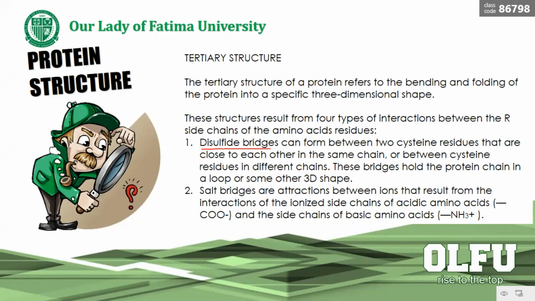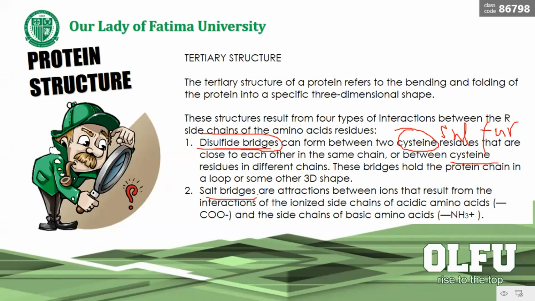The disulfide bridge can form between 2 cysteines because cysteine is an amino acid that contains sulfur. So a combination of 2 sulfurs forms a disulfide bridge. So it is specific to cysteine, okay? Cysteine na amino acid. It forms a loop. Mamaya meron ako papakita sa inyo na example diyan.